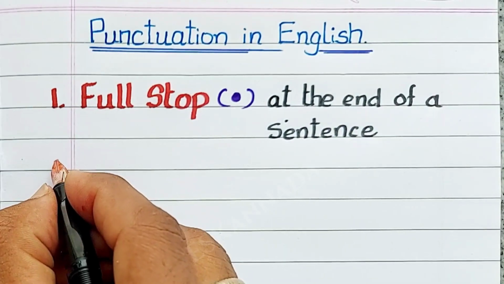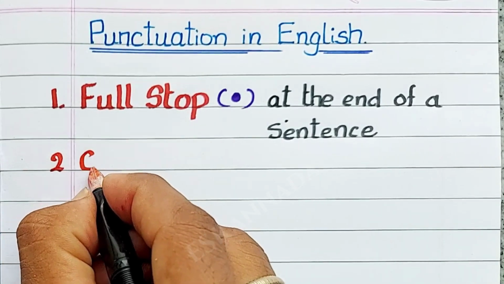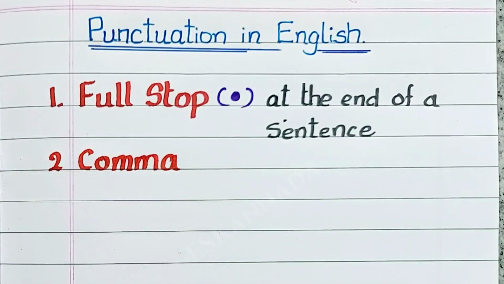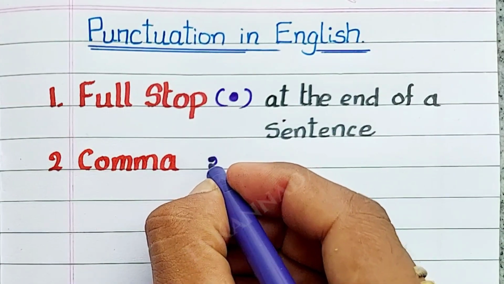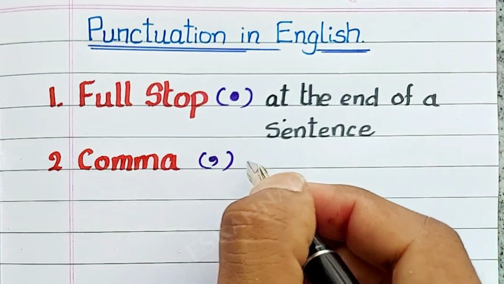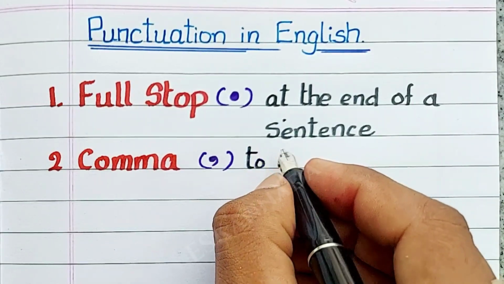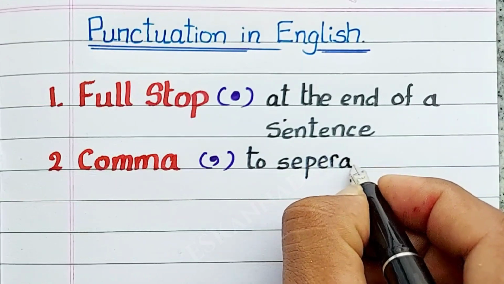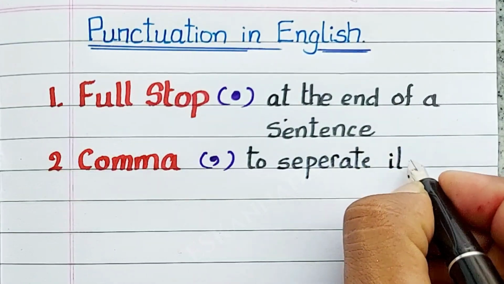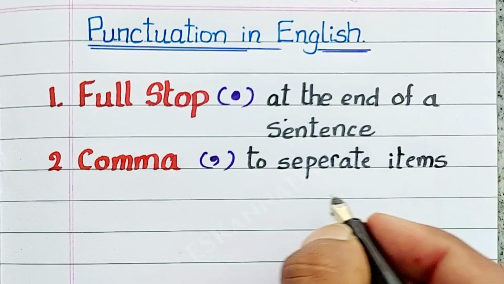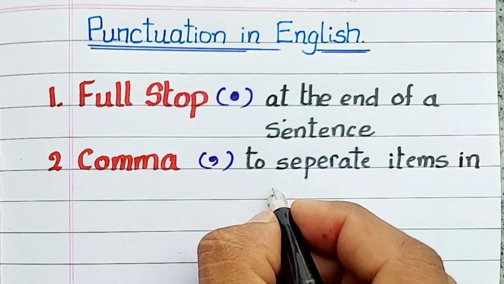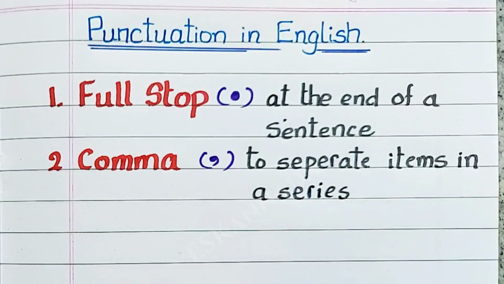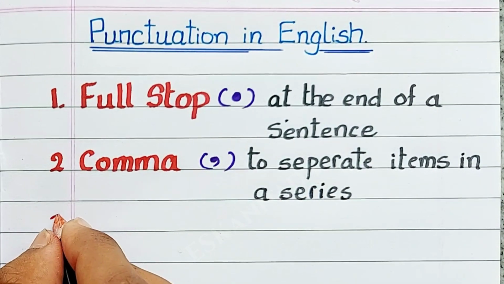Second one, comma. It's a symbol that looks like this. It's used to separate items in a series.